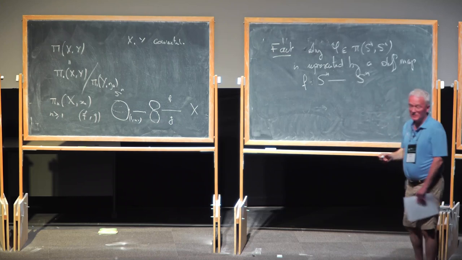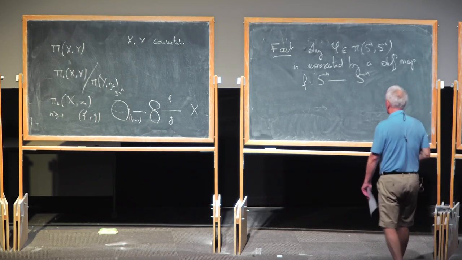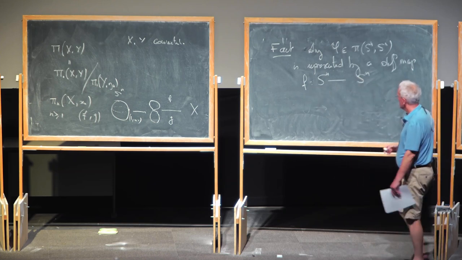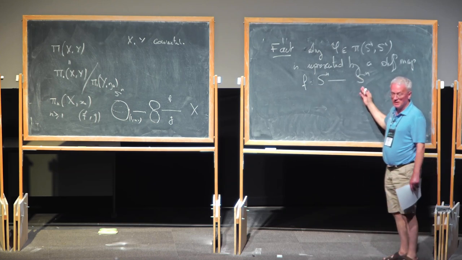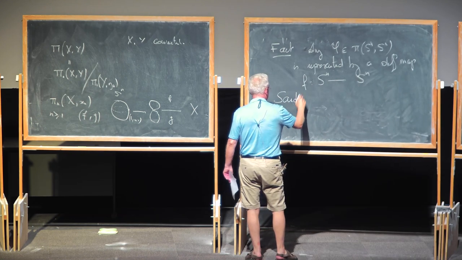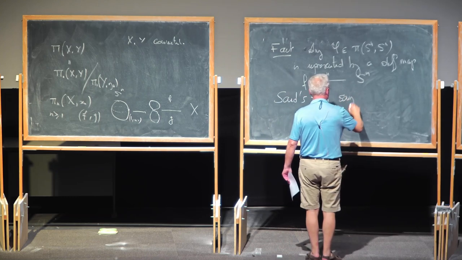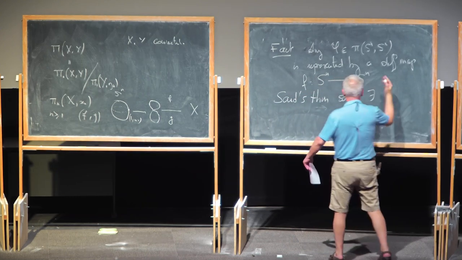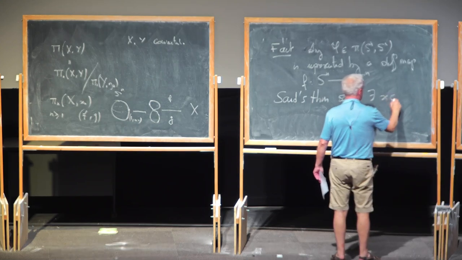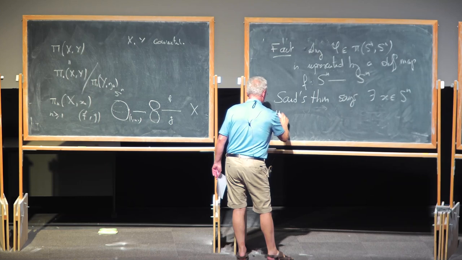Now, the theorem of Sard in differential geometry tells you that if you have a differentiable map between differentiable manifolds, the set of regular values is dense in the target here. So Sard's theorem says that there exists, so it's dense, so in particular it's non-empty, there exists at least a point in the target here which is regular, which means the following.